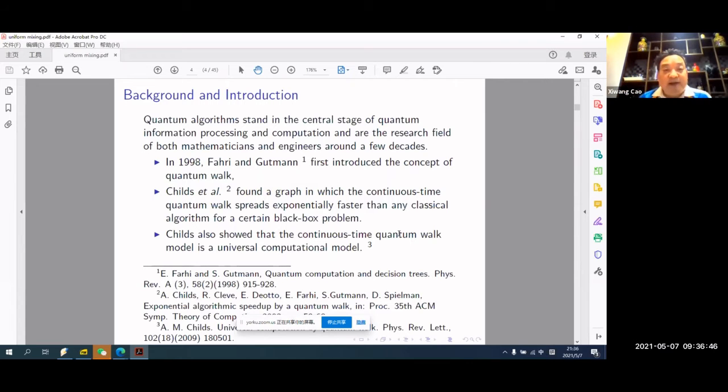I think Professor Ada and some others have mentioned the background of uniform mixing. Uniform mixing is useful in quantum walks. I don't want to go into details about this because I'm not good at the applications. I just know some mathematics.